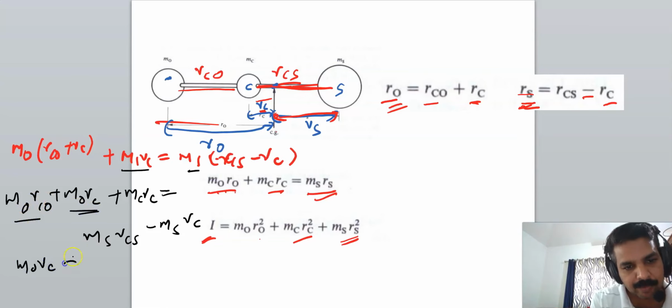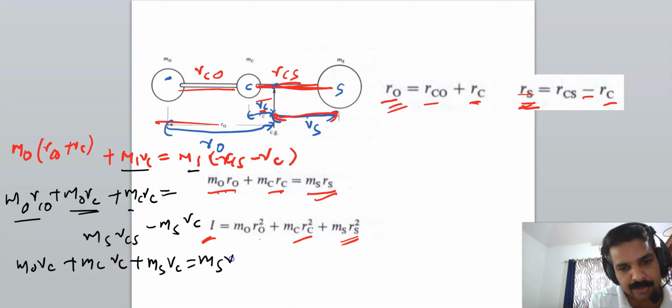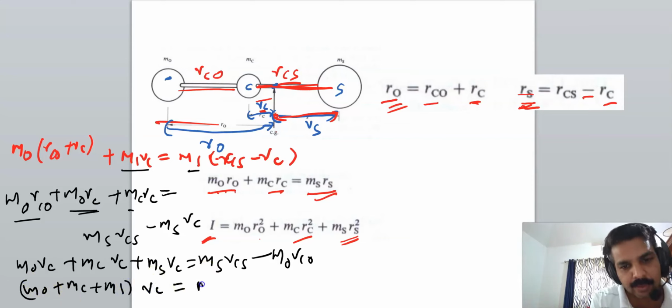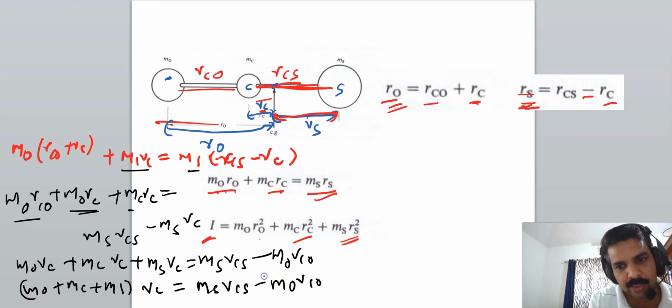MORC here plus MCRC here, and this MSRC taking this side becomes plus MSRC is equal to MSRCS minus, this is taken to that side, we get MORCO, and this we can write (MO plus MC plus MS) into RC is equal to MSRCS minus MORCO.